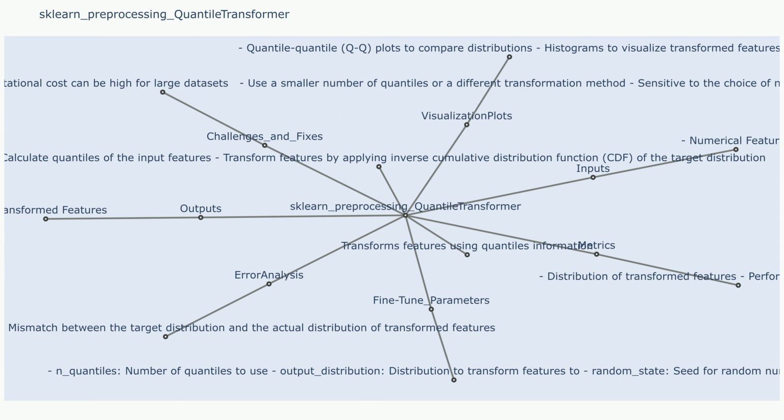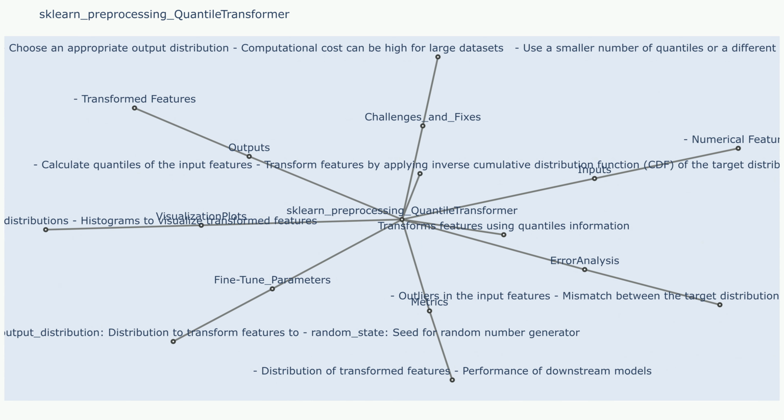Fixes to challenge 1. Preprocessing. Implement outlier detection and removal techniques before applying a quantile transformer. Capping. Limit the extreme values to a certain range to reduce their influence. Robust quantile estimation. Use robust quantile estimation techniques that are less sensitive to outliers.